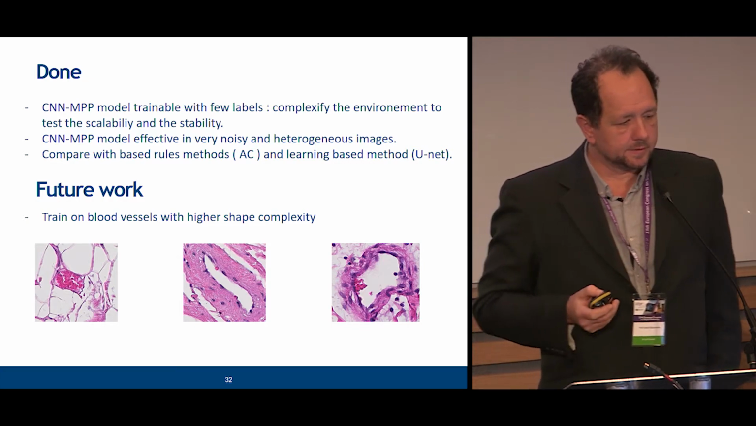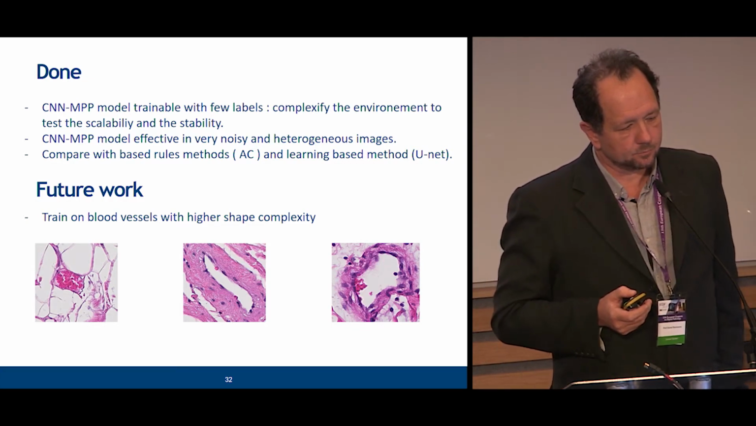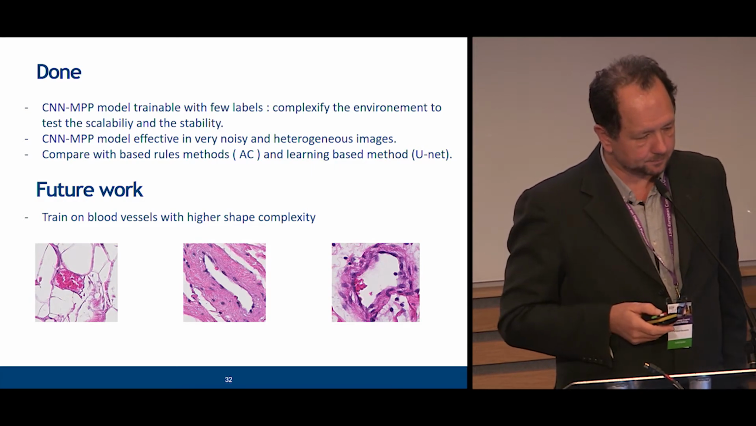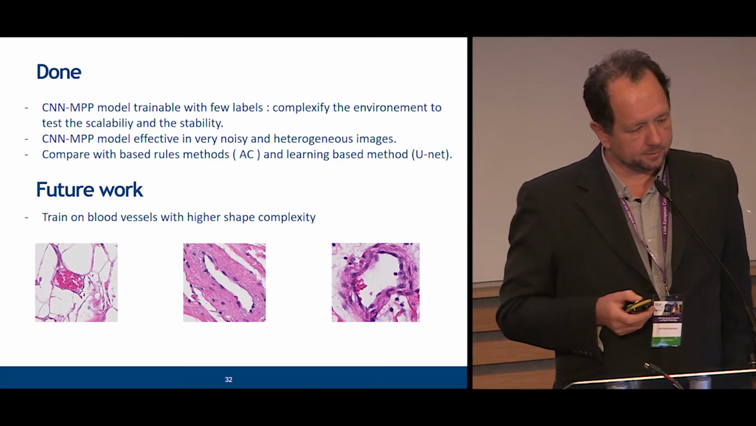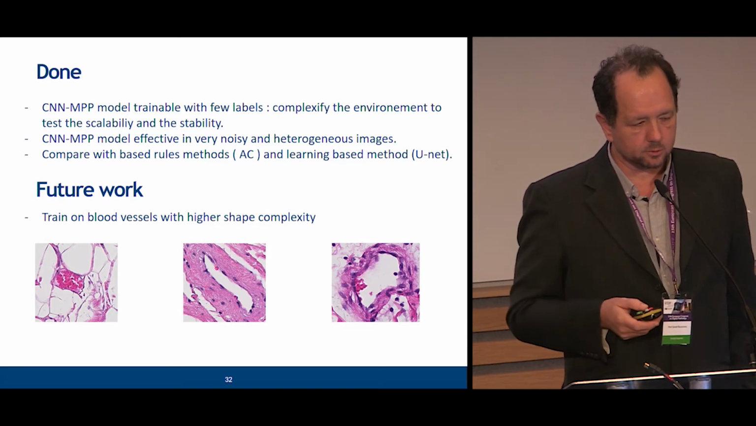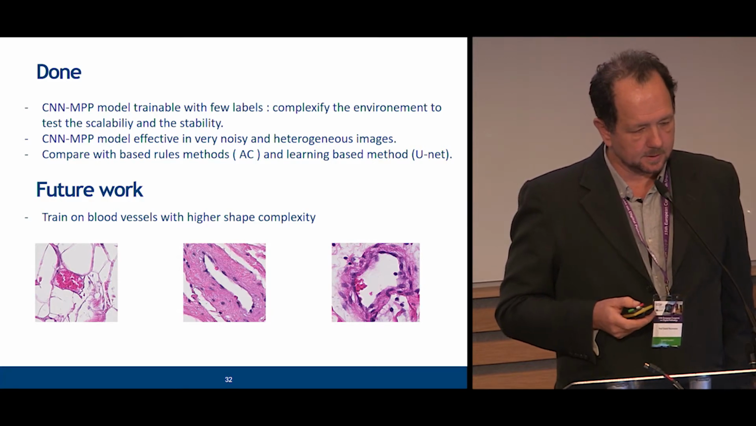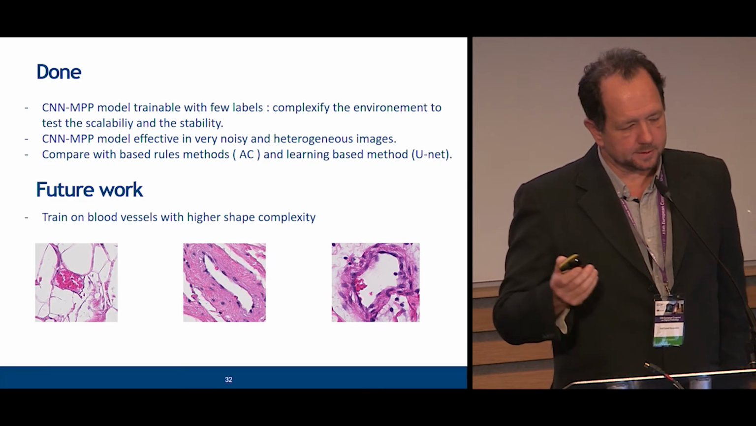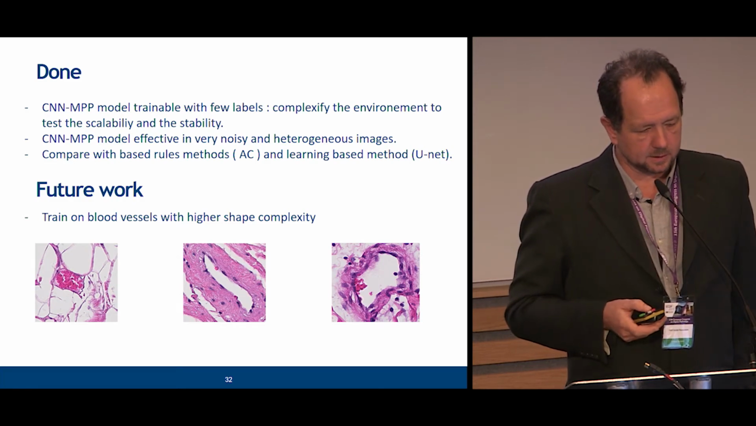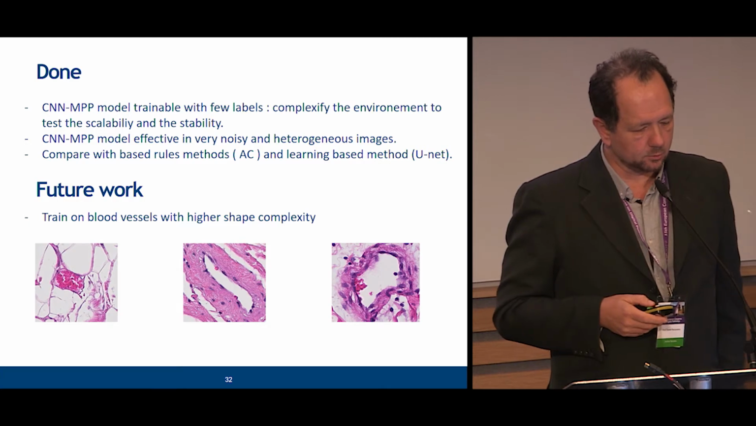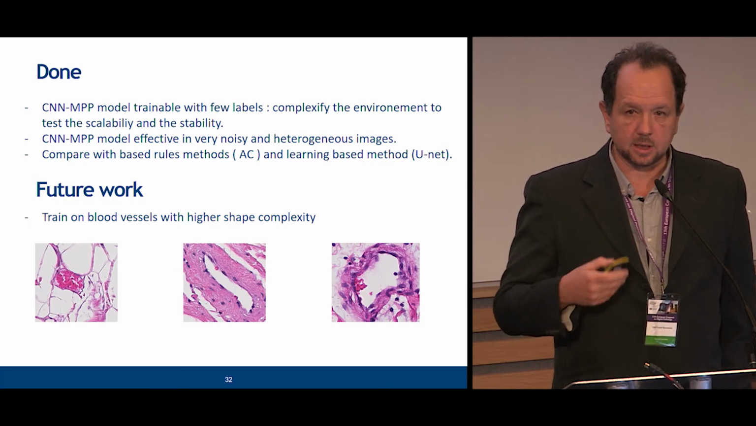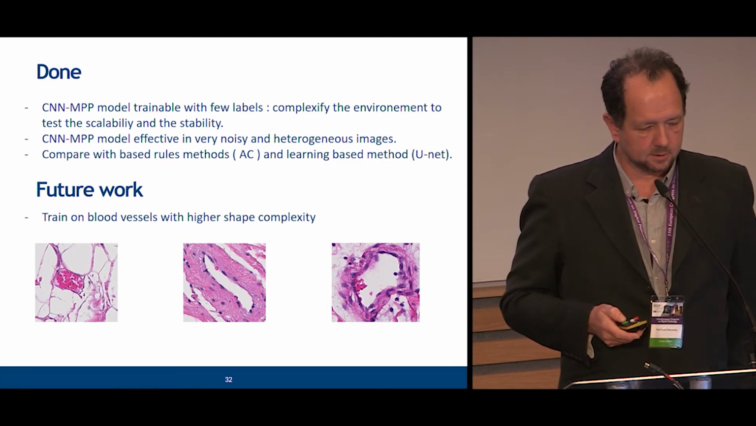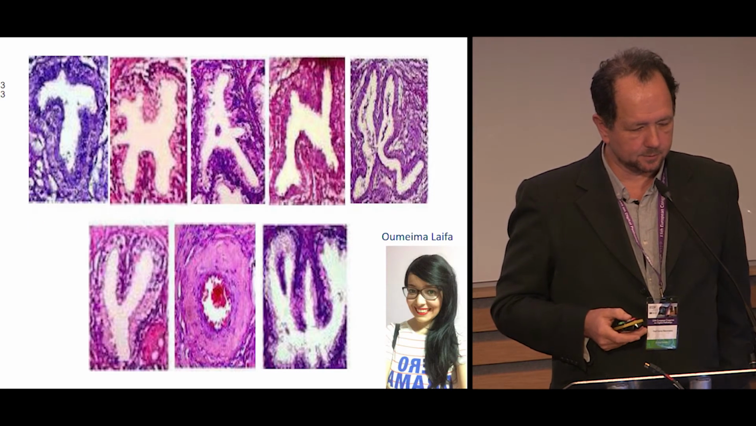What has been done is to use few labels for the training, to complexify the environment, and test the scalability. The CNN MPP collaboration is going quite well for noisy and heterogeneous images. We compare other methods like UNet for the learning base and other rule-based methods like active contours, and it's working quite well. So it's a framework which can be generalized. And in the future, of course, we'll go for more complex shapes, like the one you see here and here.